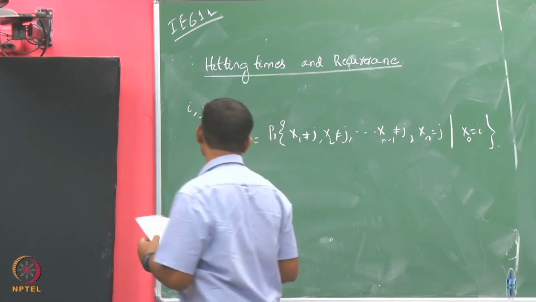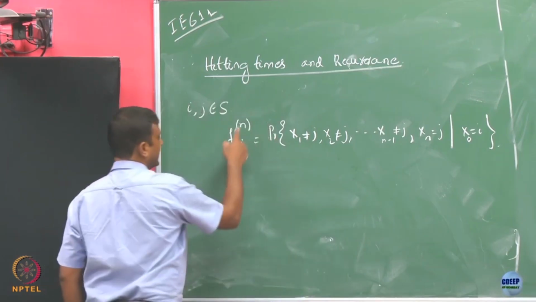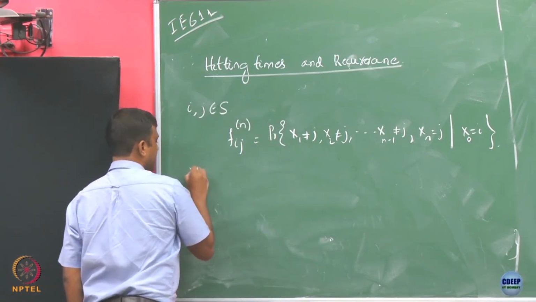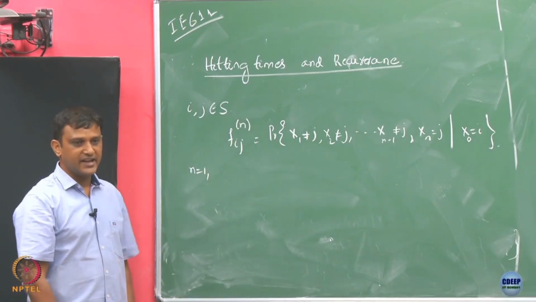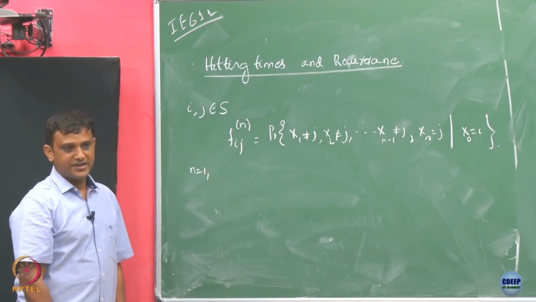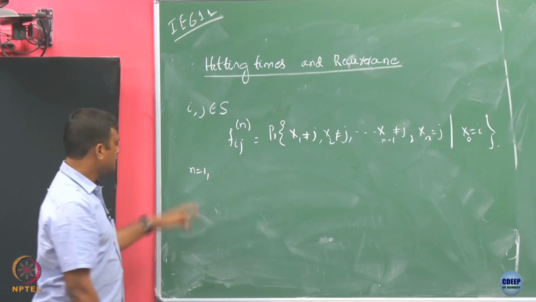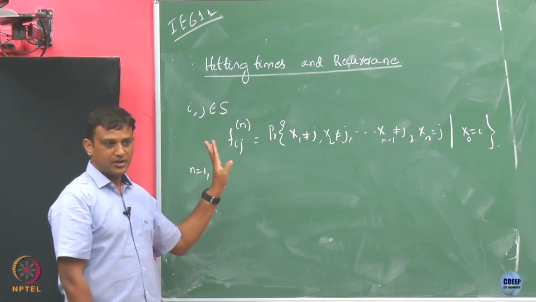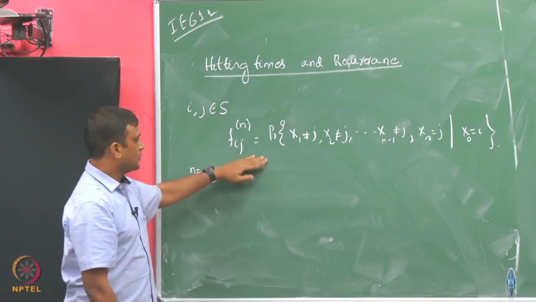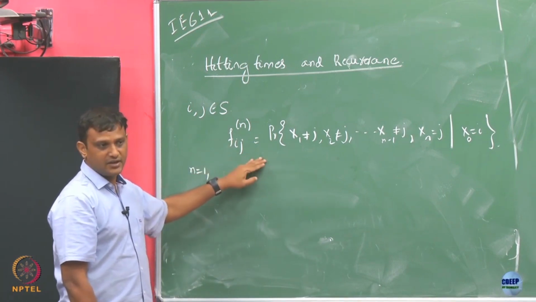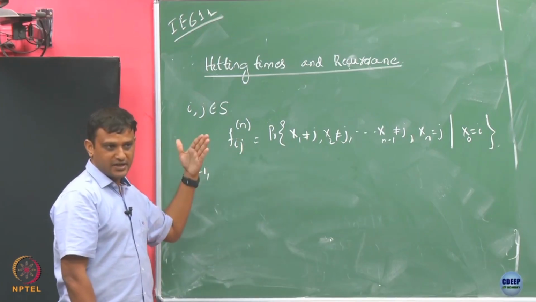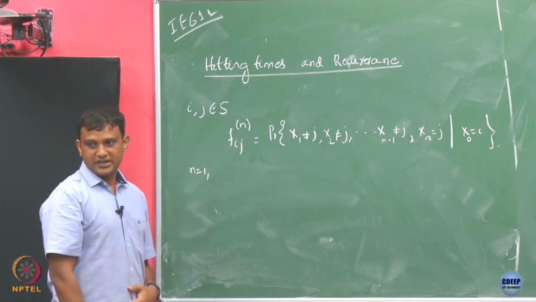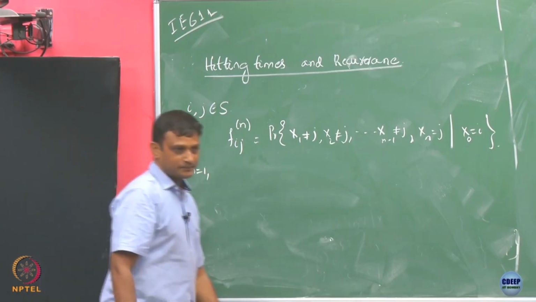Now I could set n to be anything. I could just say n to be 1, that means I start from state i and I want to go to state j in one step, or I could take any positive number n. This expression is giving me the probability that I will go to that state in exactly n rounds.